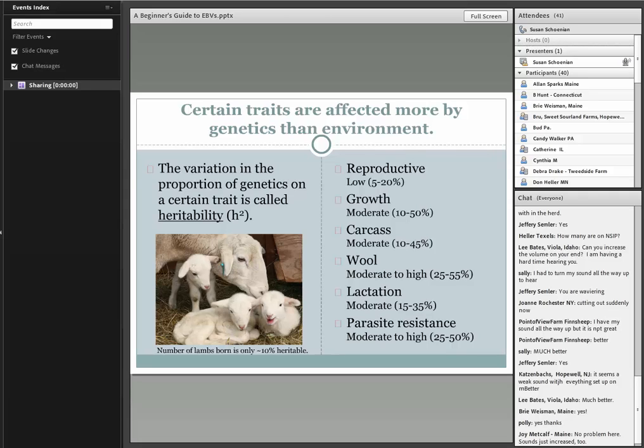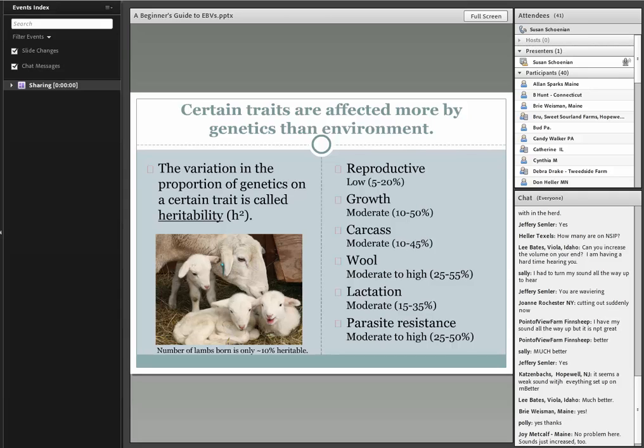So the differences we see in a flock, in a population, 90% of the differences are due to environment, things such as season, things such as flushing, the age of the ewe, nutrition, body condition score. All of those things have a big influence on reproductive rate. It's only about 10% heritable. Growth rates, moderately to highly, much higher heritability. Carcass traits, again, higher in heritability. Wool traits, probably even a little bit better. Lactation traits, again, higher than reproductive rate. Parasite resistance is heritability that's pretty good.